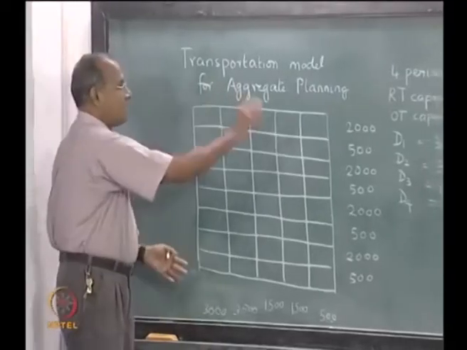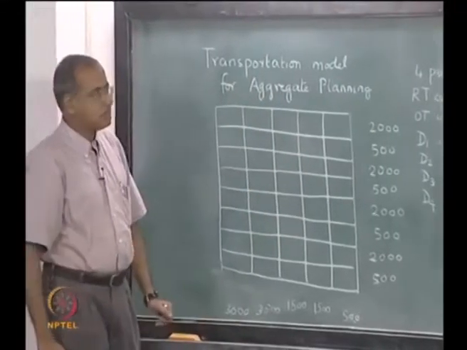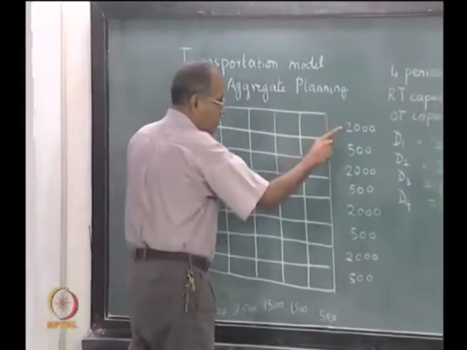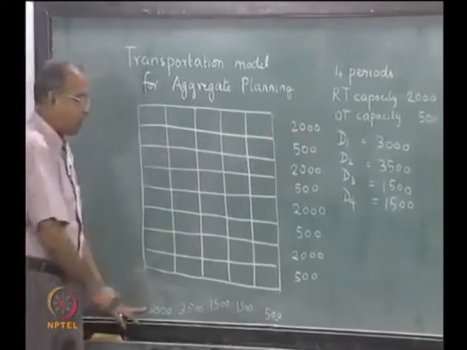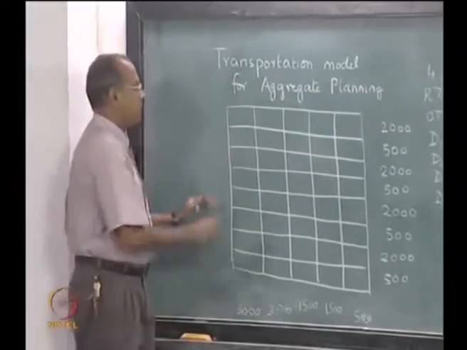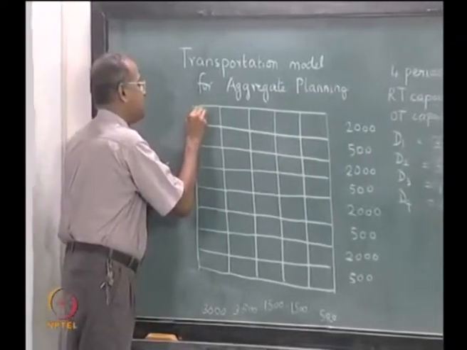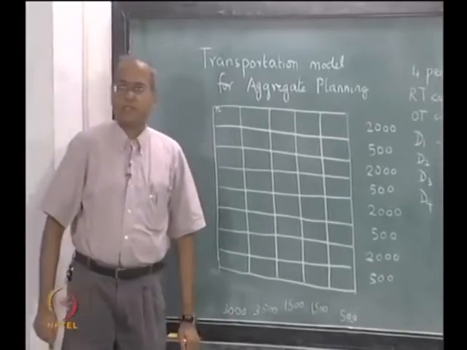Now we start writing the various costs. If we are going to use the first month regular time capacity to meet the demand of the first month, then we assume that there is a regular time production cost which is given by R.